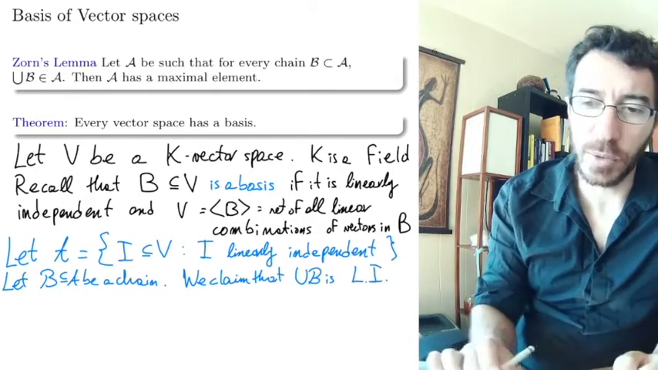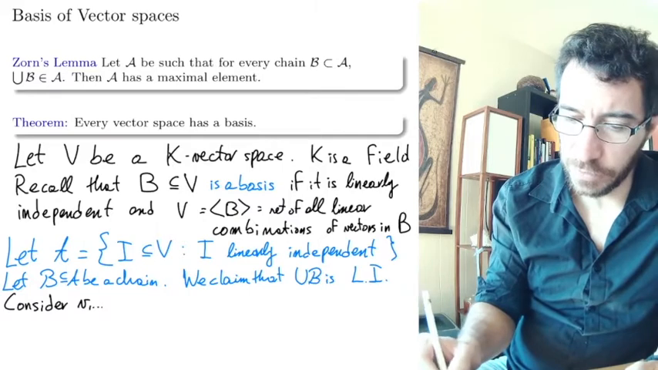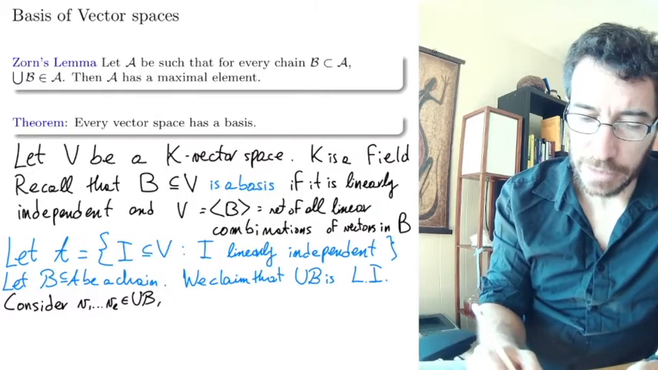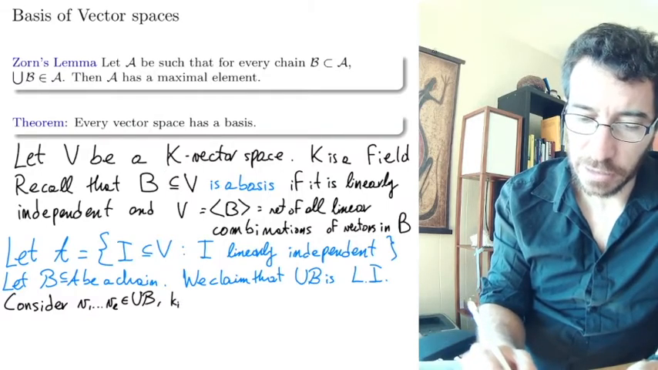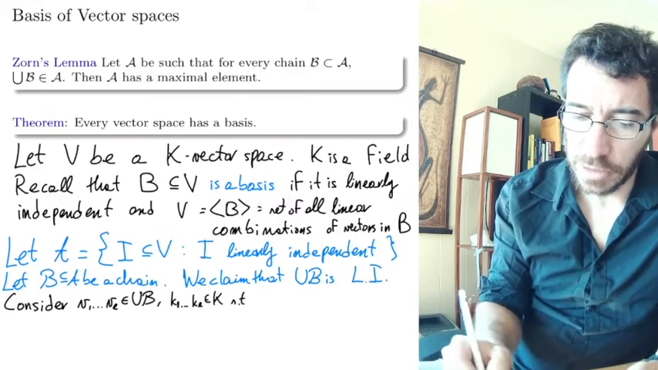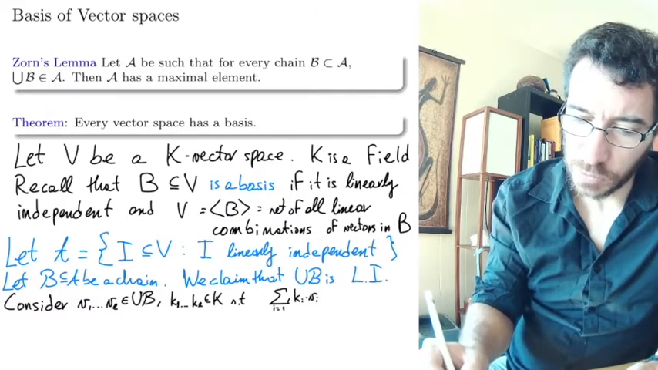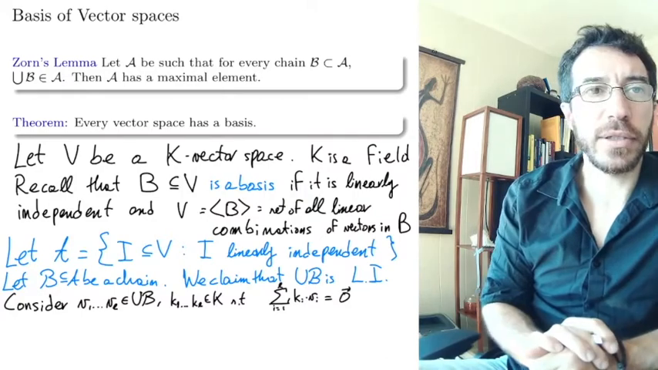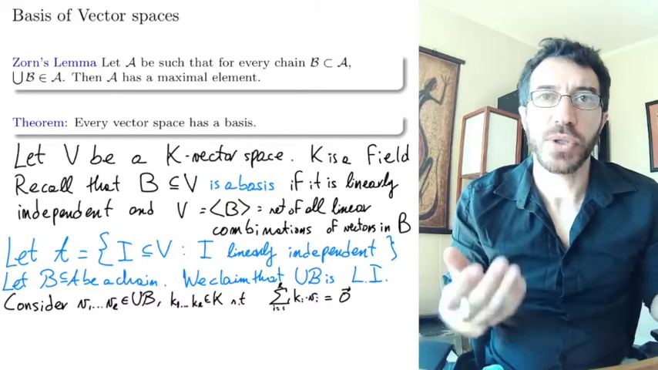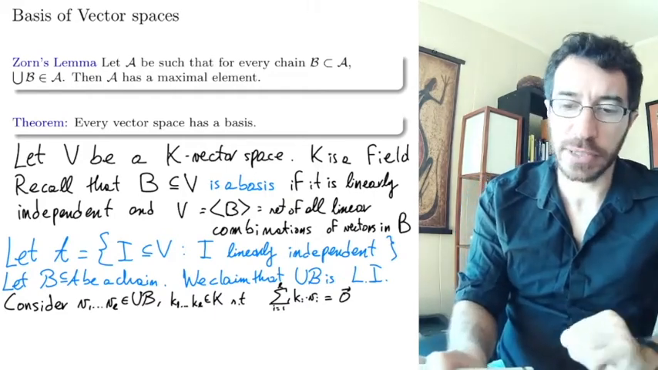So how do we show that? Well, let's prove linear independence. So consider vectors v1, ..., vl that belong to the union, and scalars k1, ..., kl that belong to the field, such that the sum of ki times vi, i equals 1 to l, equals the zero vector, right? If you want to show that a set is linearly independent, you have to consider a linear combination of the vectors and show that all the coefficients are zero, right? That's how you prove linear independence.